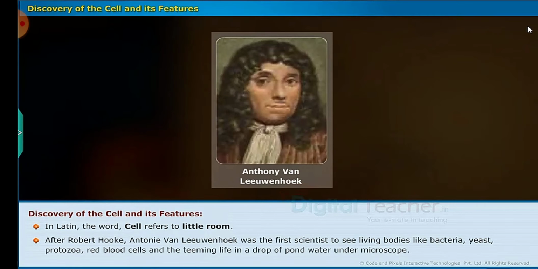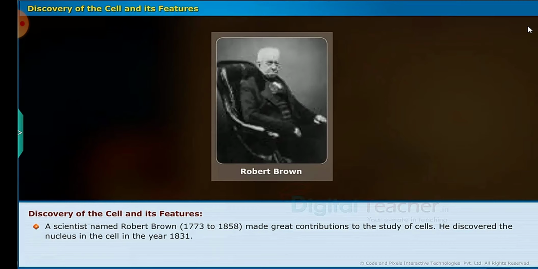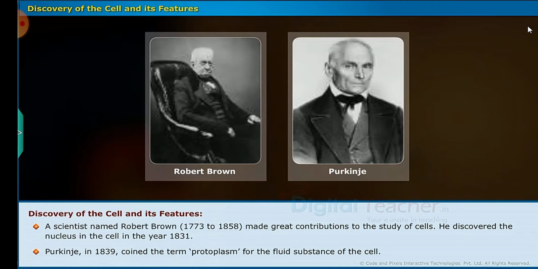After Robert Hooke, Antony van Leeuwenhoek was the first scientist to see living bodies like bacteria, yeast, protozoa, red blood cells, and the teeming life in a drop of pond water under microscope. A scientist named Robert Brown, 1773 to 1858, made great contributions to the study of cells. He discovered the nucleus in the cell in the year 1831. Purkinje in 1839 coined the term protoplasm for the fluid substance of the cell.